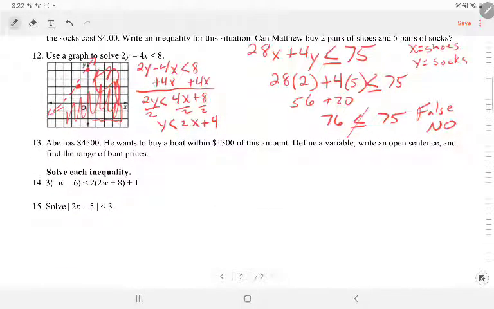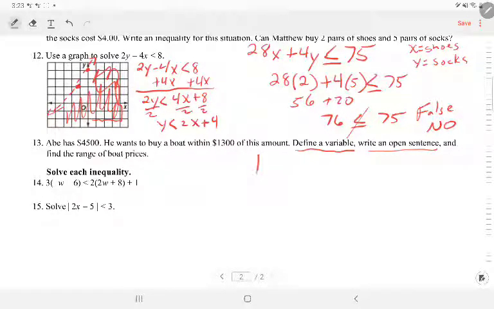All right, 13 says, Abe has $4,500. He wants to buy a boat within $1,300 of this amount. Define the variable, write an open sentence, and find the range of the boat prices. Now, this one's a little bit different, okay? So we have to define a variable on what it is. So we're using x, and then we have to write an open sentence. That's to write a problem.